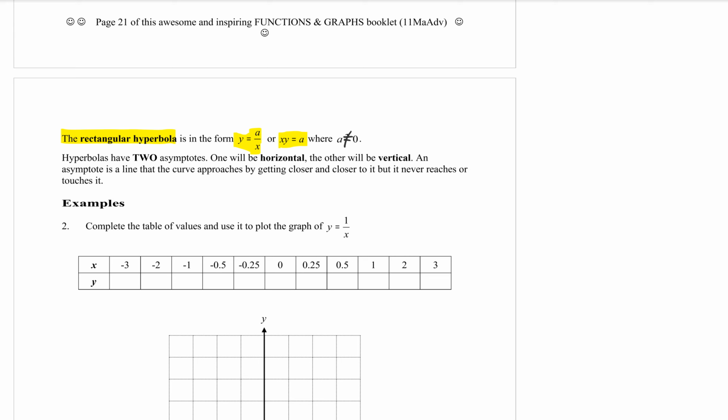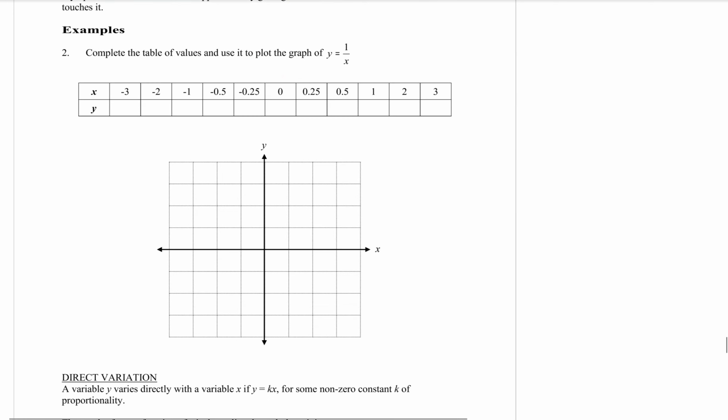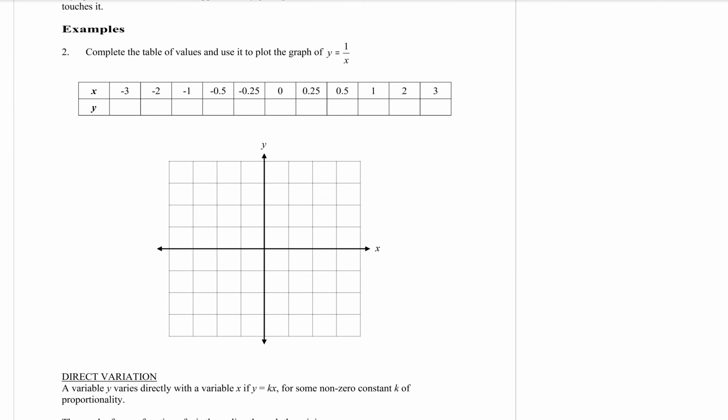Hyperbolas will always have 2 asymptotes. One will be horizontal and the other will of course be vertical. And again, there's a reminder there that an asymptote will get closer and closer but will never touch. So let's complete the table for our very, very most basic hyperbola, y is equal to 1 over x.